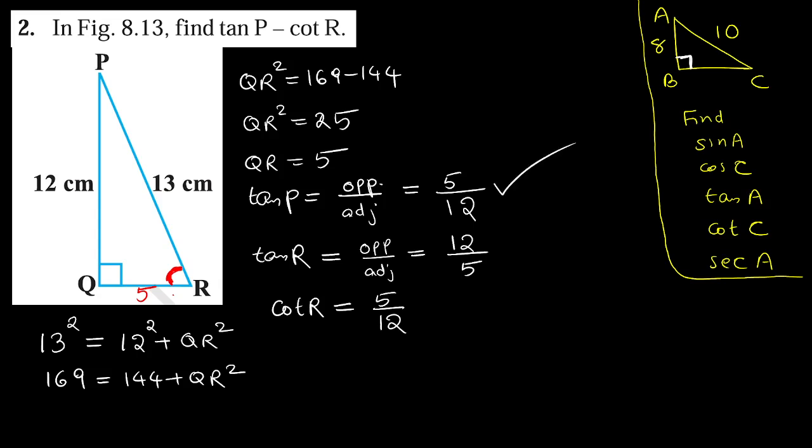I got tan P and cot R. I will explain questions outside NCERT also. Okay, but let me complete it. I will discuss the NCERT problem as well as outside NCERT. Tan P minus cot R, 5 by 12 minus 5 by 12. You will get 0 as the answer.